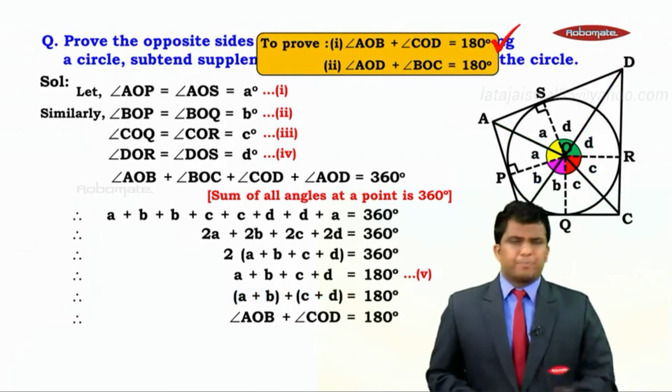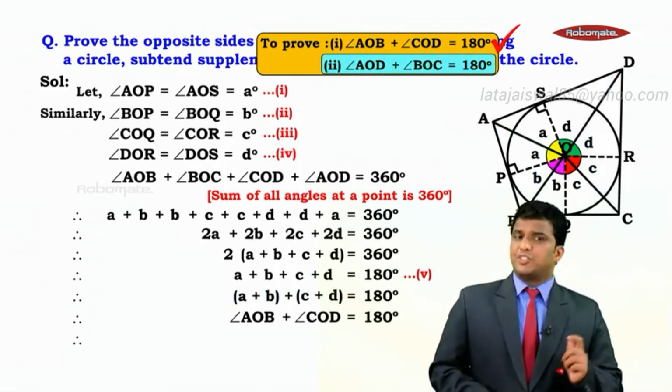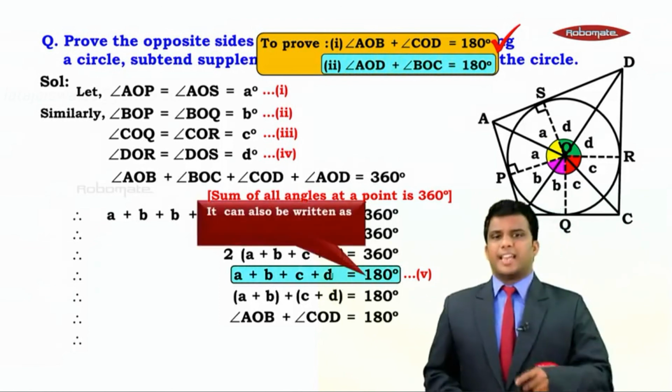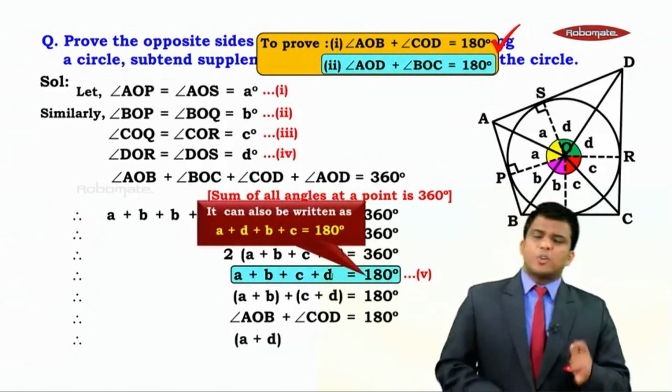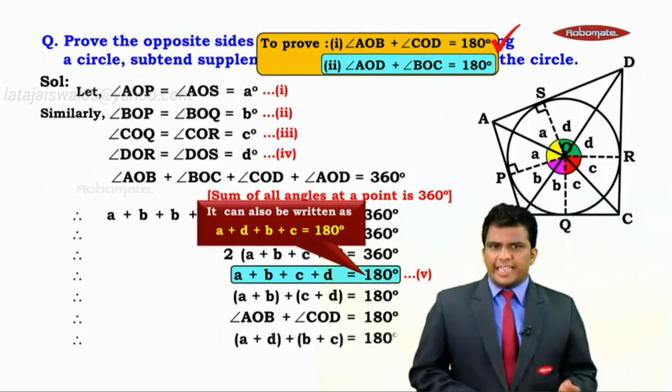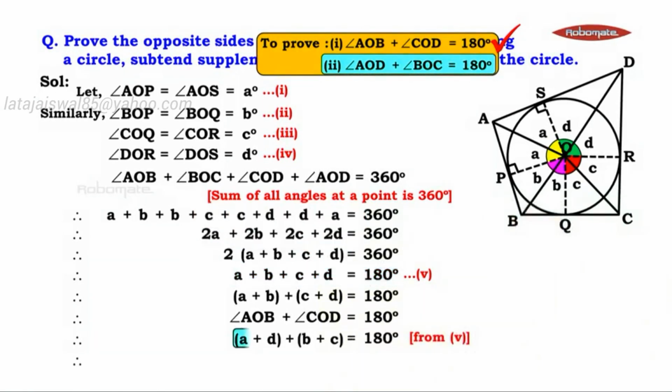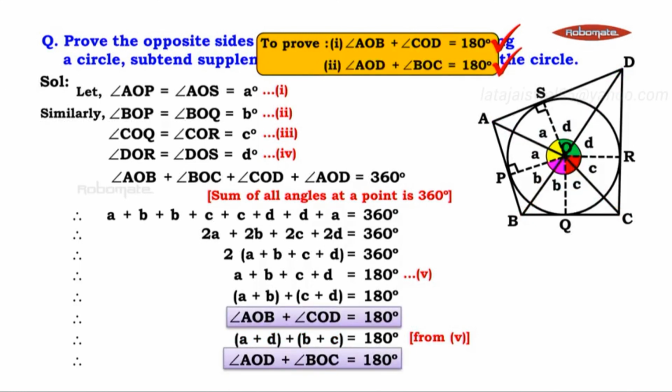What about the second part? Equation number 5, which we have created, can also be written as A plus D plus B plus C, that's equal to 180. So, A plus D plus B plus C is 180. That means what? A plus D is the value of angle AOD, plus B plus C is the value of angle BOC. Hence, we now have angle AOD plus angle BOC is 180. And you know what, children? That's what we need for this question.